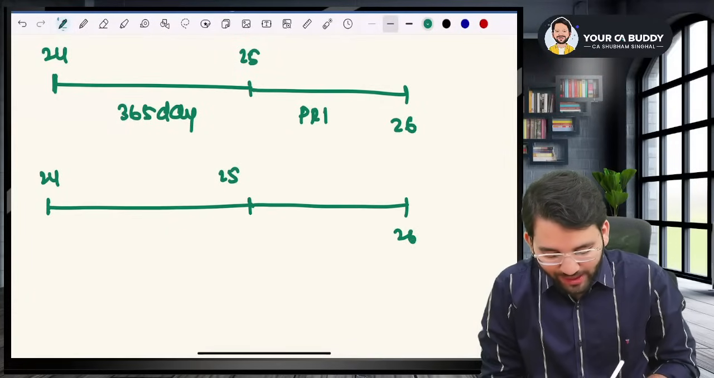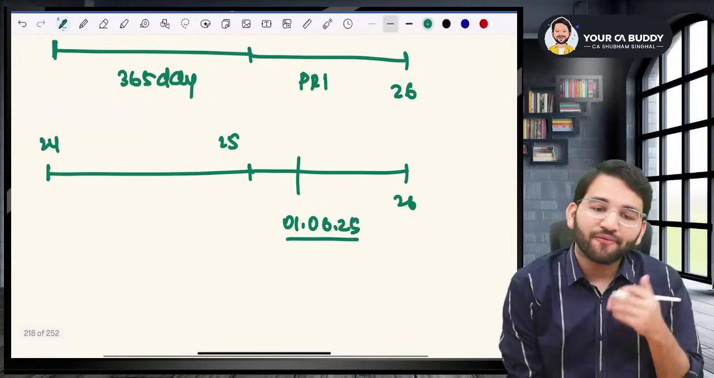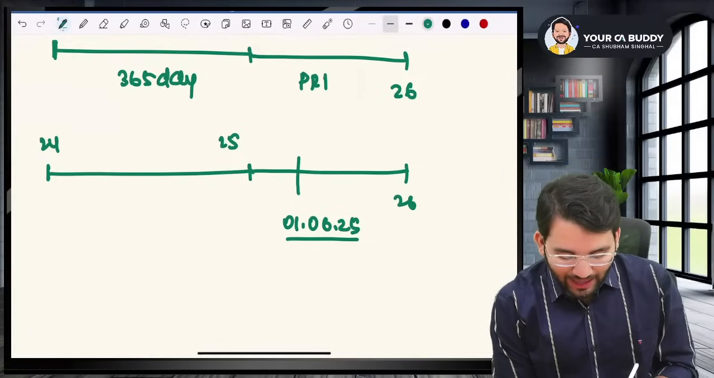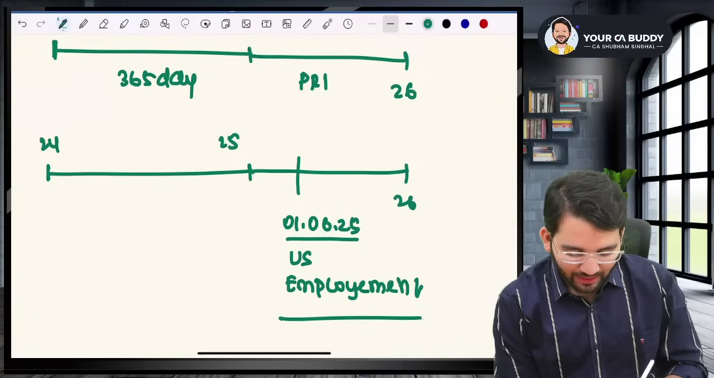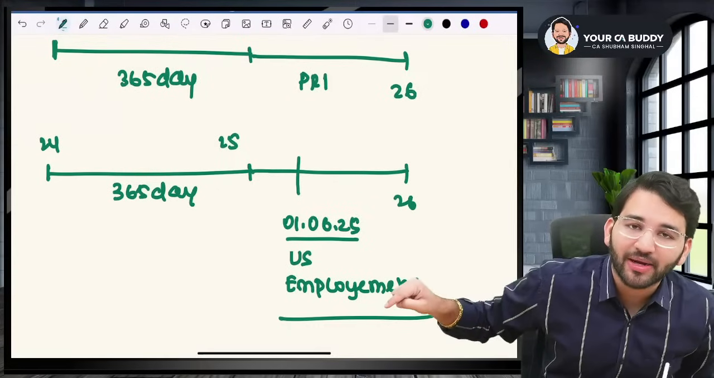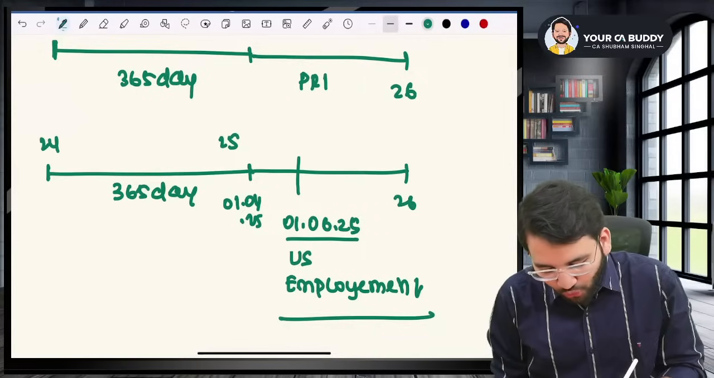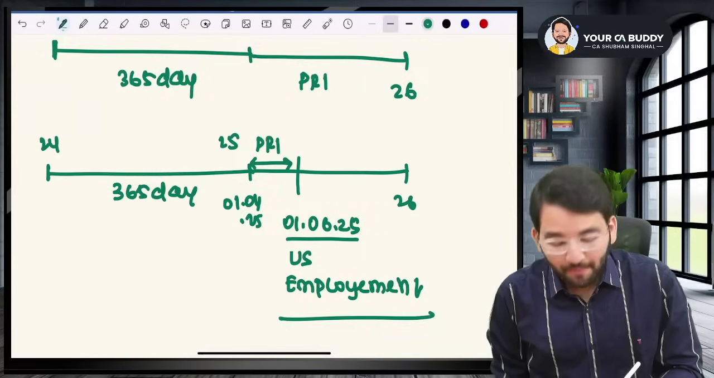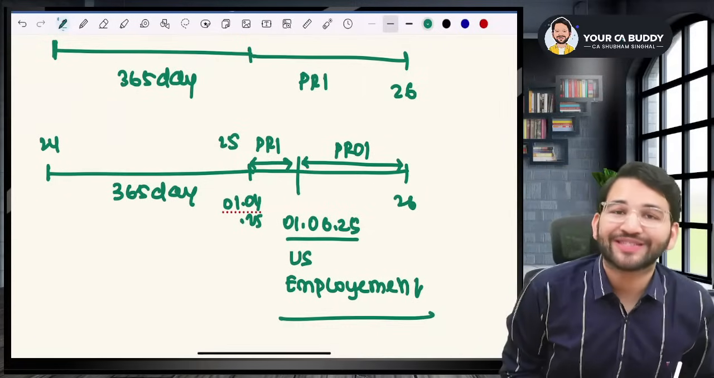Again, 24-25, I stayed for full year. Then, listen to me, in 25-26, on 1st of June 2025, I left India. Where did I go, sir? I went to US for employment. Last year I was here for 365 days, but this year I went for employment. So from 1st April 25 to 1st June, I will be a person resident in India. But after that, when I go outside India for employment, I will become a person resident outside India.